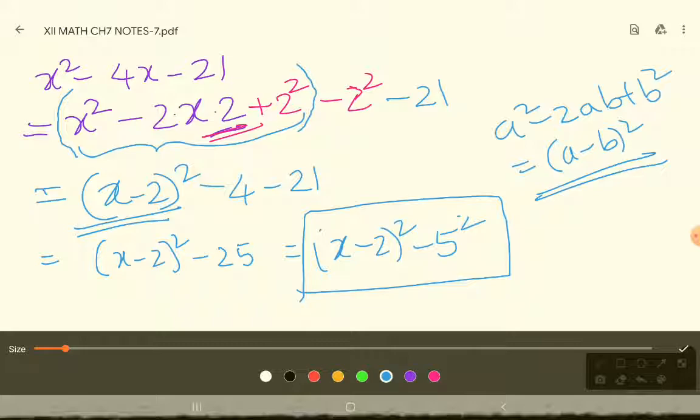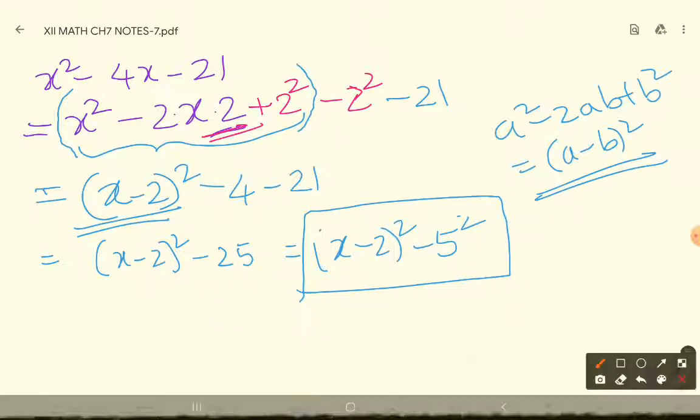So once again I will explain, people are getting doubt. This one is important also. I will take one more example and explain. See, this was x square minus 4x minus 21. I have explained. One more example: complete the square for x square plus 8x minus 3. How to complete the square for this one? Look. First write the perfect square, x square, then 2ab, 2 into x into 4.